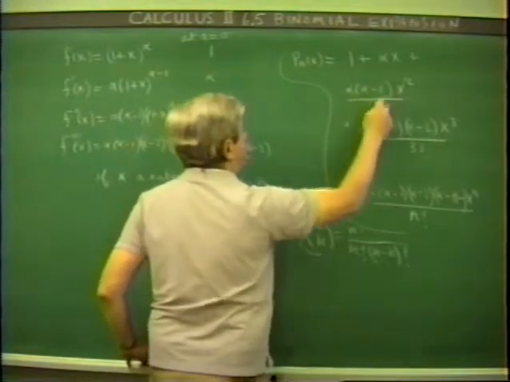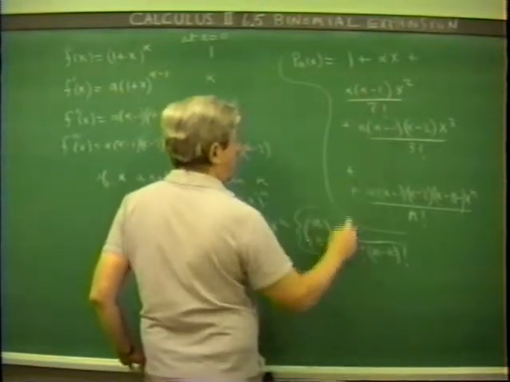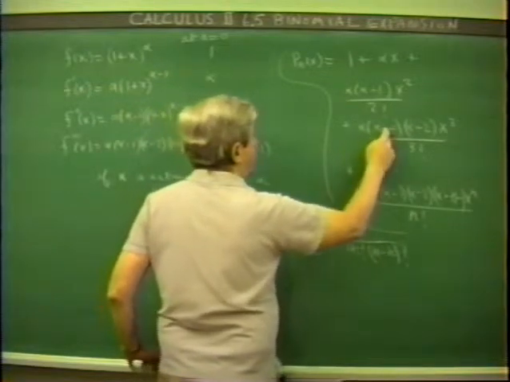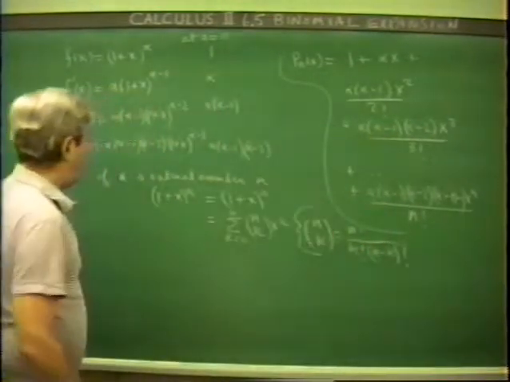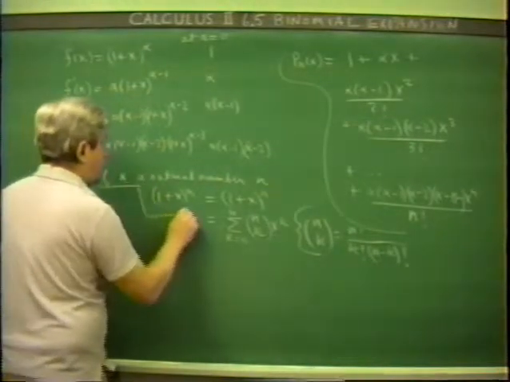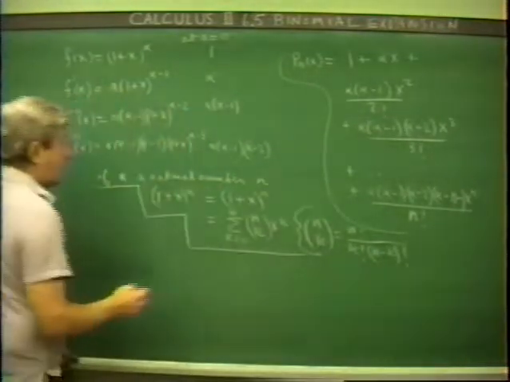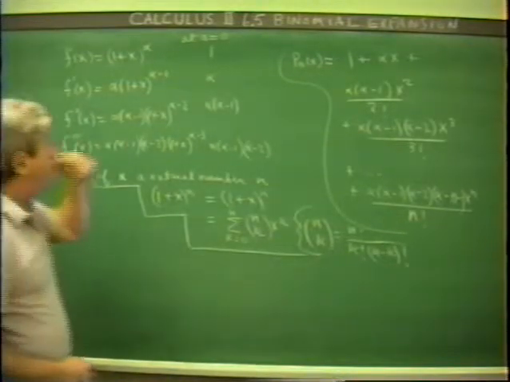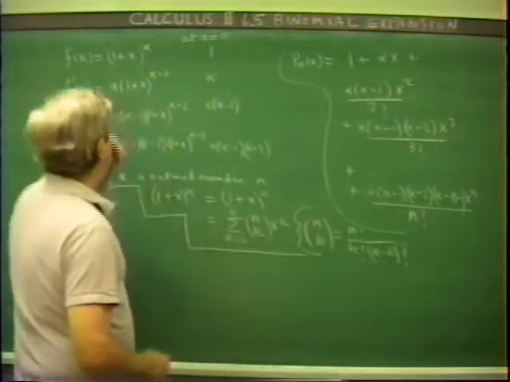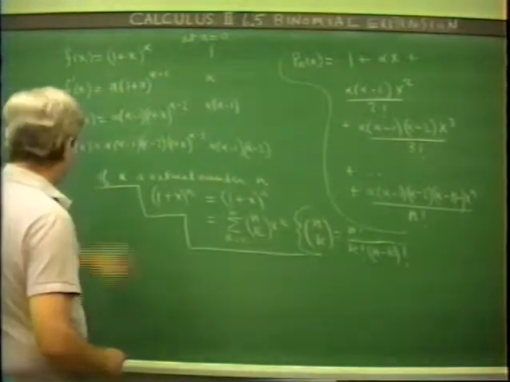That's to say, this is the binomial expansion for 1 plus x to the n, and this is exactly what you'd get here. You're going to get 1 plus n times x plus n times n minus 1 over 2 factorial. That's going to be the second term here. N times n minus 1 times n minus 2 over 3 factorial, x cubed, and so forth. If alpha is a natural number, then what we get here is exactly the function 1 plus x to the n.